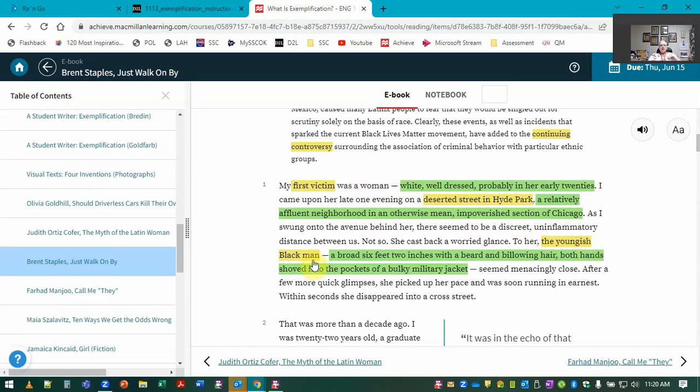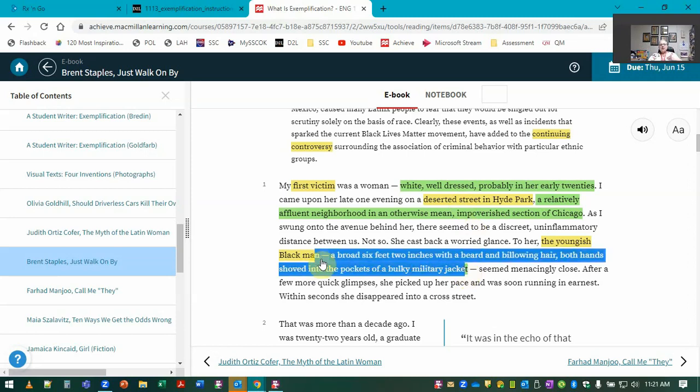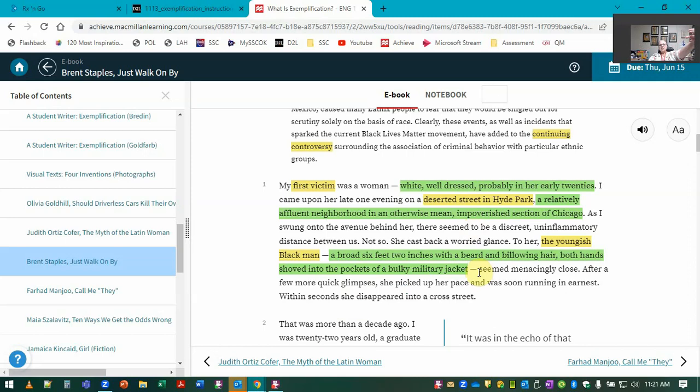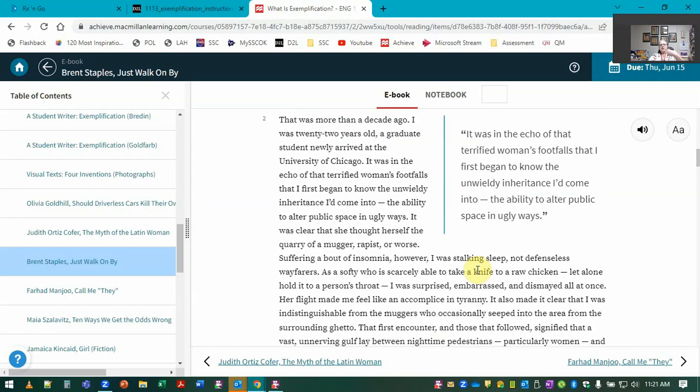He says to her, "the youngish black man," that's him, that he gives us those details, the broad 6'2", right? And notice that these are important details. They're not just irrelevant details to add space. These are important because who she was, where they were, who he was. These are important details for the purpose of this essay. She's white, well-dressed, early 20s. They are in Hyde Park, an affluent neighborhood, but it's in an impoverished area in Chicago. So it wouldn't be unusual for a well-dressed, well-to-do white woman to maybe come across someone who was not well-to-do, right? So then here he is, and he's telling us what he looked like, so how she would see him. So these are important details. They're not just details to take up space. They're painting the picture, right?